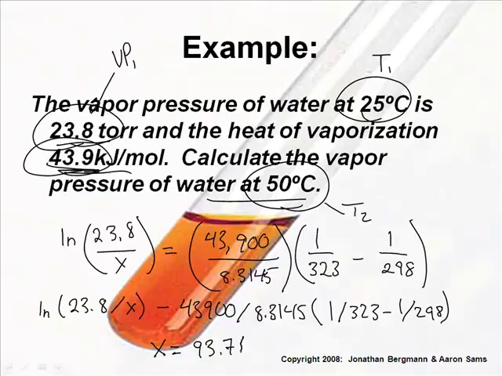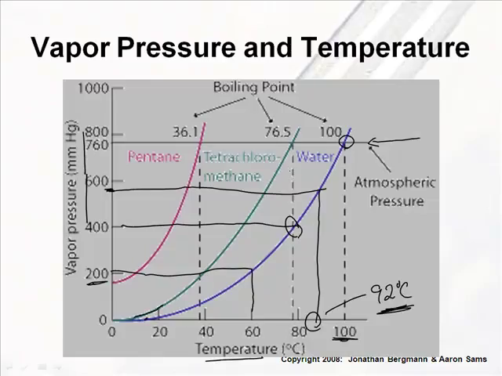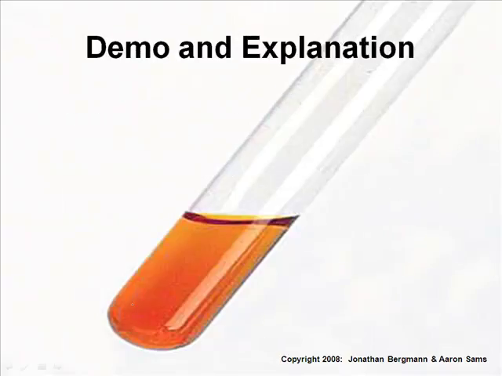And does that make sense? We went to a higher temperature, 50 degrees Celsius, so we should have a higher pressure. Our pressure was 23.8 at 25, so at 50 it should be higher. And actually, we could go back to that graph I had up a little bit ago. At 50 degrees Celsius, water is at about 93. All right, I can live with that. That looks like about 93, doesn't it? All right, so that's how you do those problems.